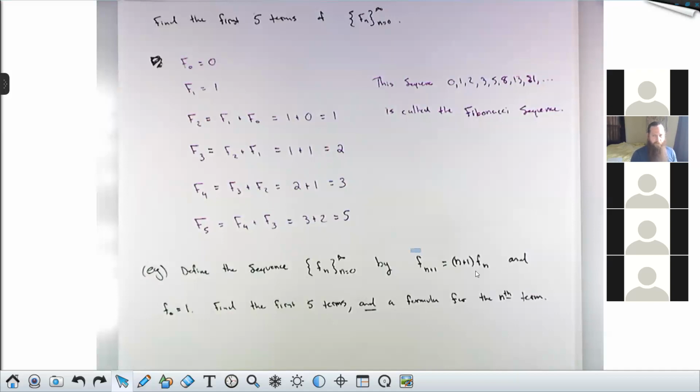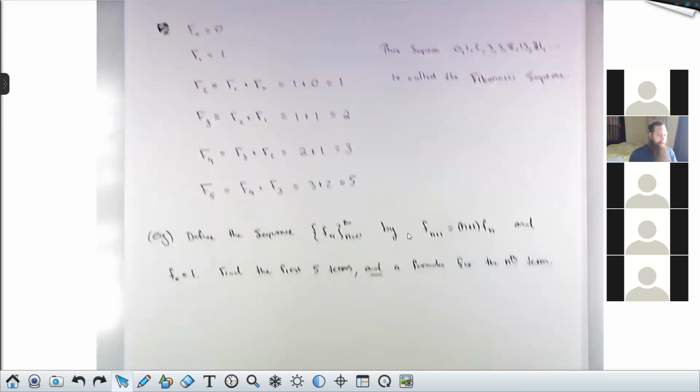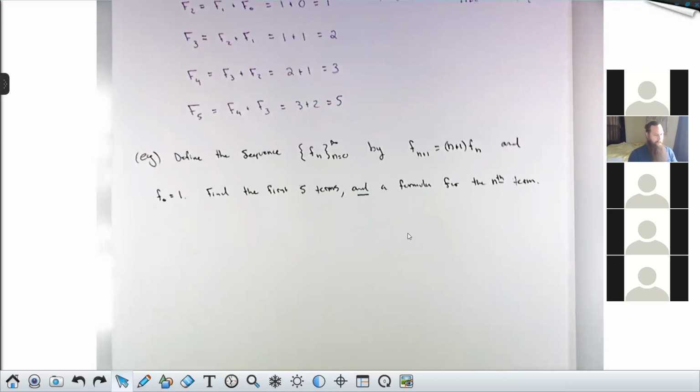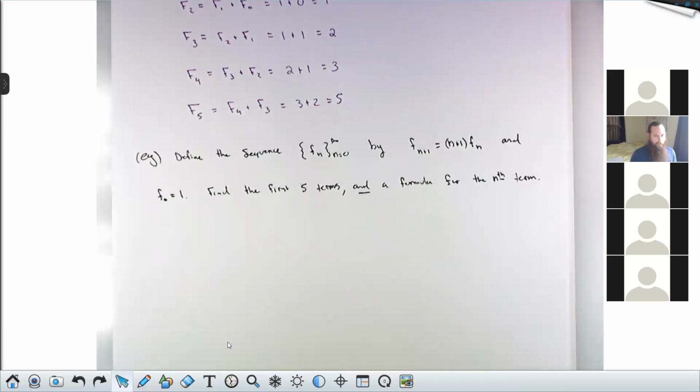Now, this particular sequence that I'm looking at here, it's not so bad. Once we write down the first few terms, I think you'll be able to see what that formula is going to be. Alrighty, here we go. F0 is 1, we know that.